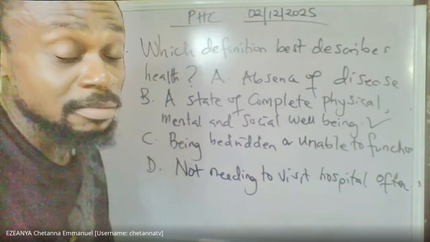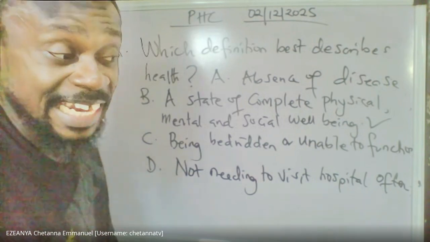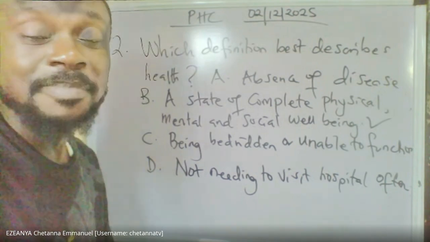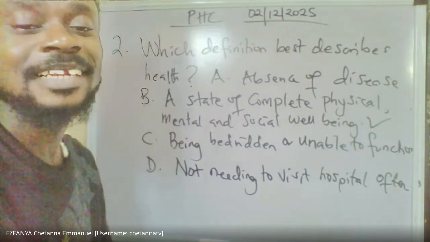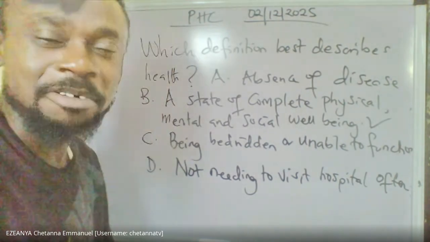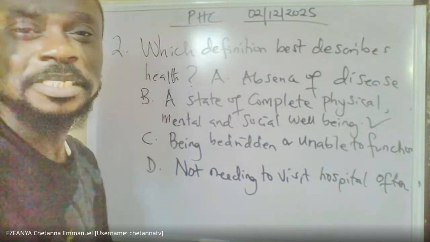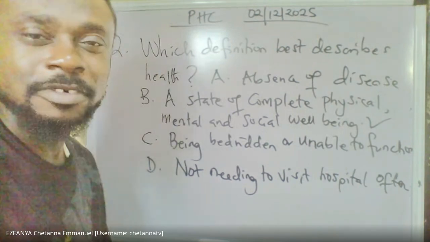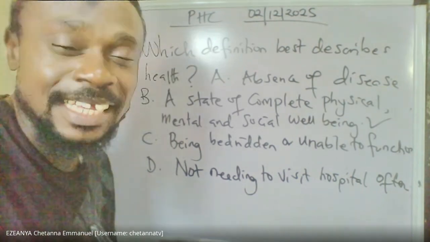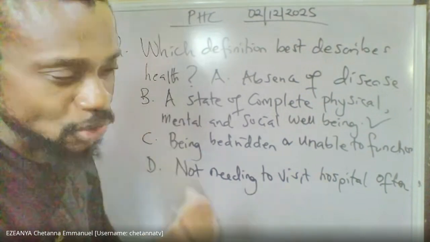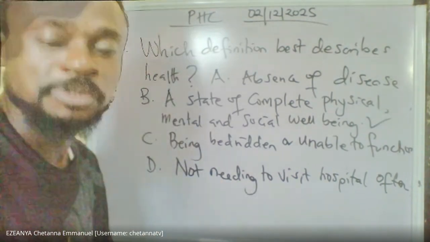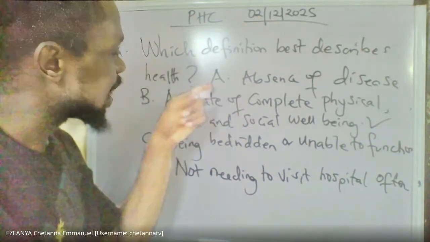Someone may not have any disease, could be disease free. At the same time, the person may lack mental or social well-being. Yes, the person may be mentally not sound or socially not balanced, emotionally down, but may not even have any physical ailment. So it's possible. That's why A is not the answer.